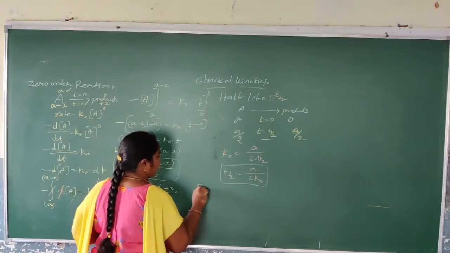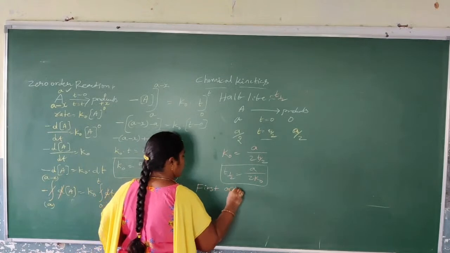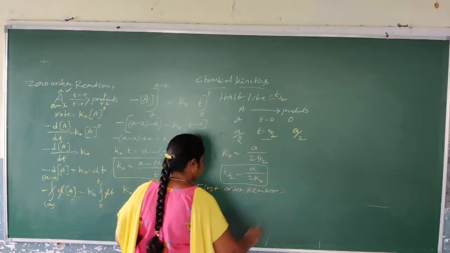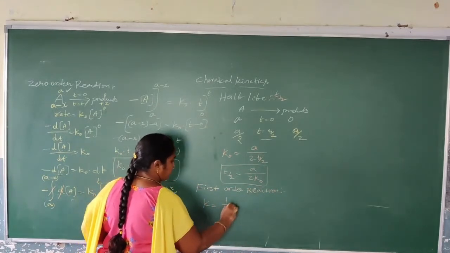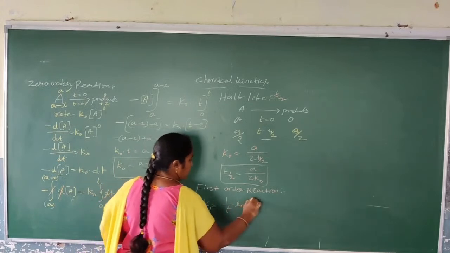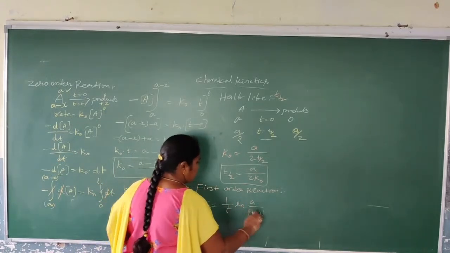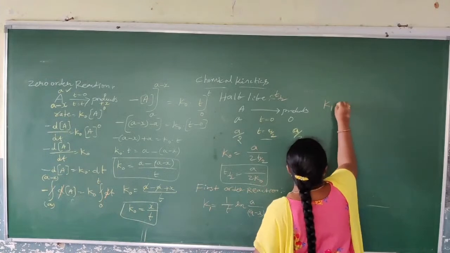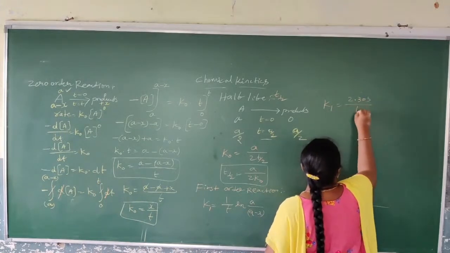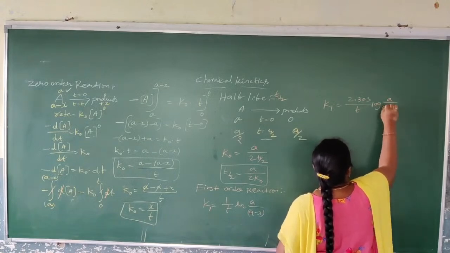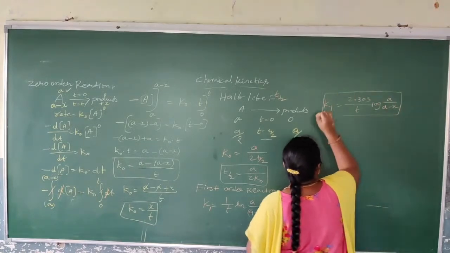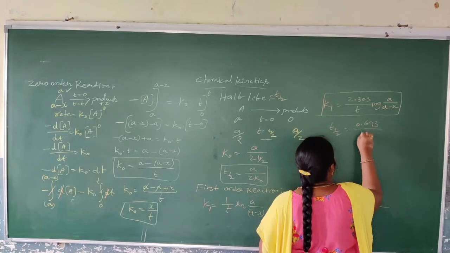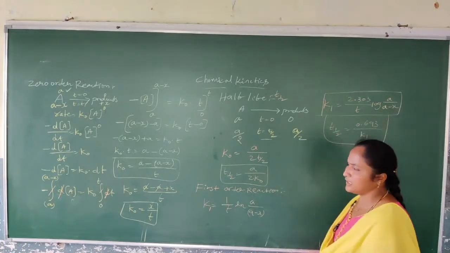By the same method, we apply it for the first order reaction also. For the first order reaction, the integrated equation is K is equal to 1 by T ln A by A minus X. If ln is changed to log base 10, K1 is equal to 2.303 by T log A by A minus X. This is the integrated equation for the first order reaction. T half is equal to 0.693 by K1 for the half-life of the first order reaction.